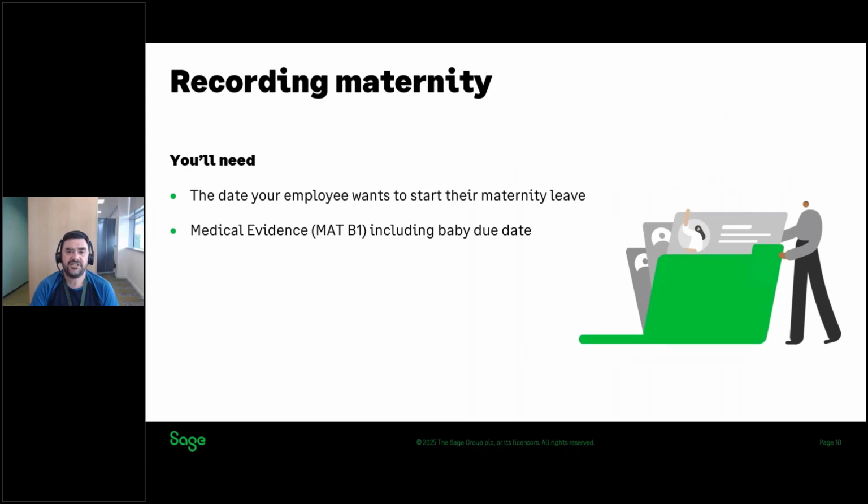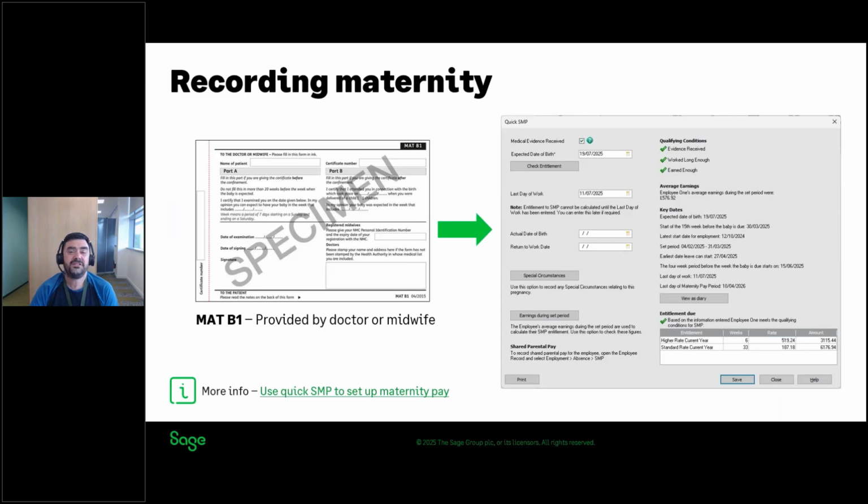So before we go into all of that, just to recap what we've done so far. Things you'll need are the date that the employee is starting their maternity pay and the medical evidence. We use the recording maternity option or the quick SMP screen to enter the details. So enter the due date from the MAT B1 form, employee's last day of work. You can then see all of the key dates and you can check the entitlement at the bottom.